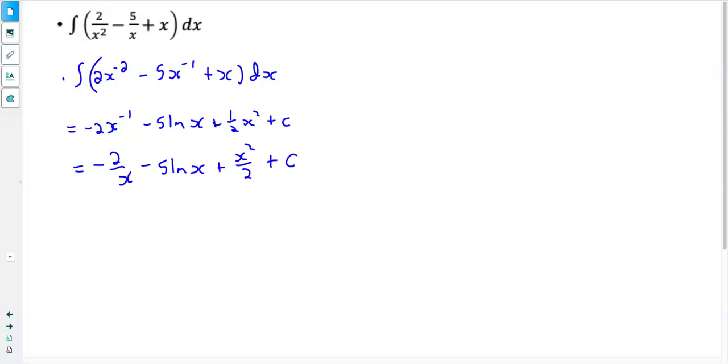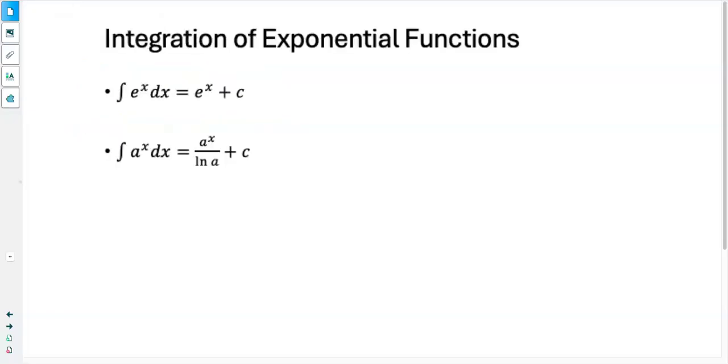Now to make things a little easier, we'll look at some equations that are on your integrals tables. So integration of exponential functions, if we have the integral of e to x dx, that's just equal to e to x plus c. Of course, if we have a value up here with our exponent, we'll have to do chain rule. If we have a to the power of x dx in our integral, that becomes a to x over the natural logarithm of a plus c.